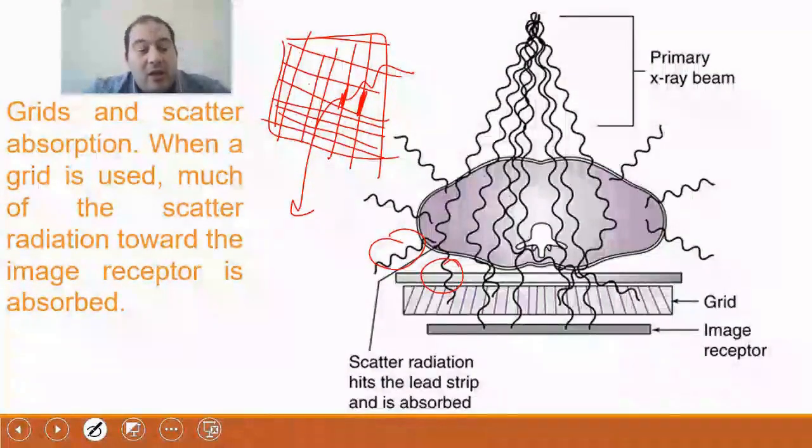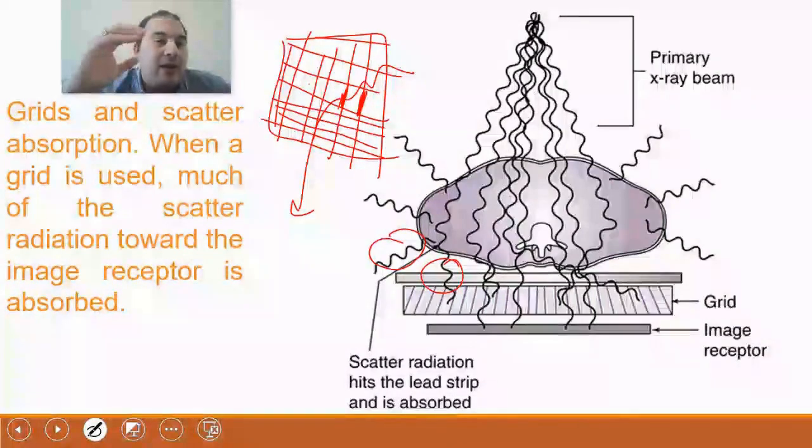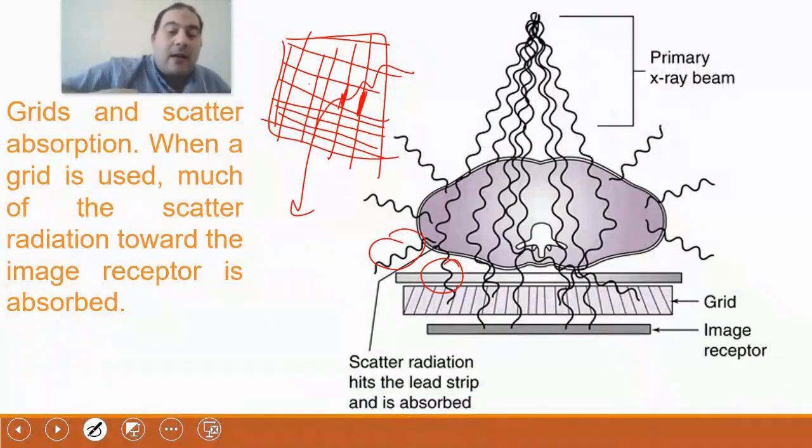For example, in children, it is preferable to remove the grid. If it is removed, in this case, because you don't want to increase the exposure on the child, the resolution is not a big issue for you. So in this case, you don't want to increase the exposure on the child, so the grid is removed. But in regular cases, having the grid reduces the scatter of radiation and allows only the perpendicular incident radiation to be received by the image receptor.